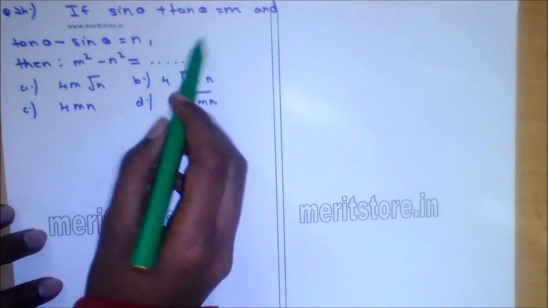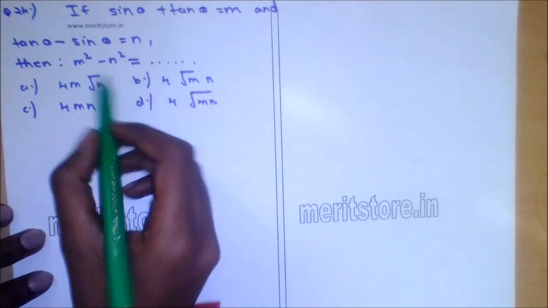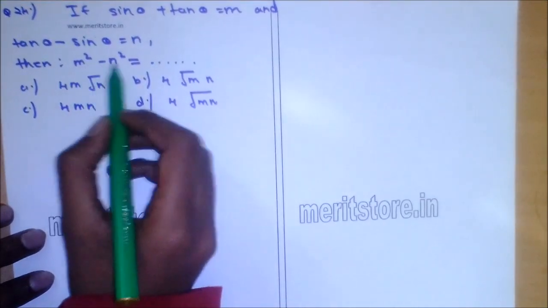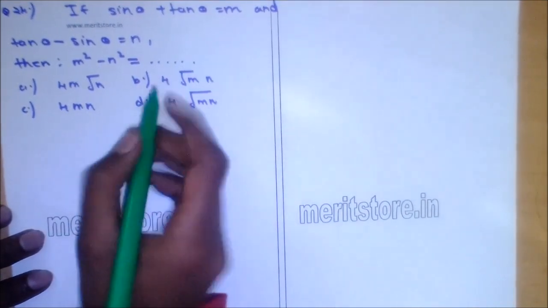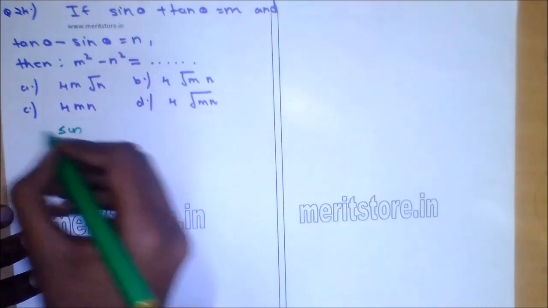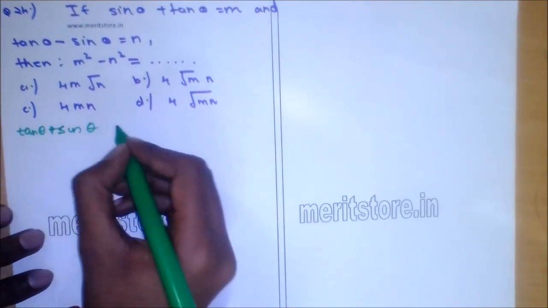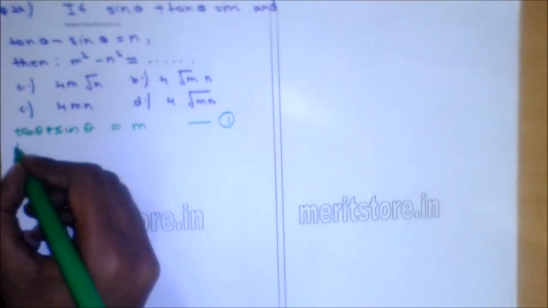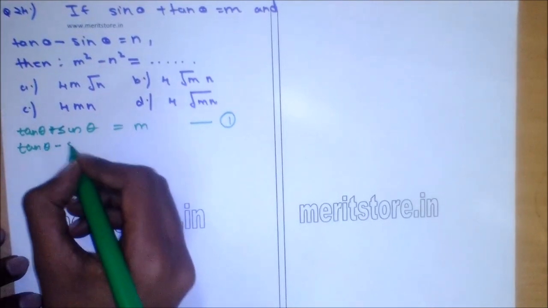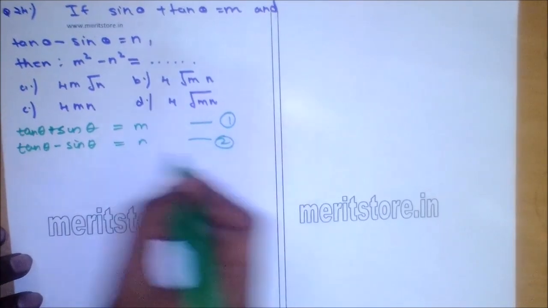Sin theta plus tan theta is m and tan theta minus sin theta is n. Then what is m square minus n square? We have to find this in terms of m and n. So first equation is tan theta plus sin theta equals m. Let this be equation 1. And tan theta minus sin theta is n. Let this be equation 2.